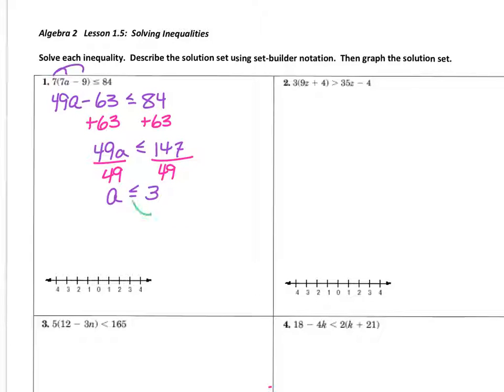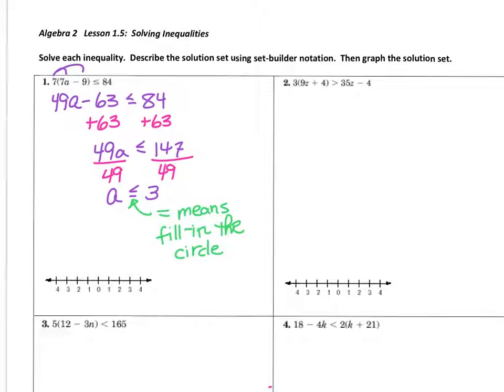Now I want to remind you that the equal to part there means that we want all the numbers less than or equal to 3. So that means we're going to fill in the circle. That's the end point of the ray that we'll use to graph.